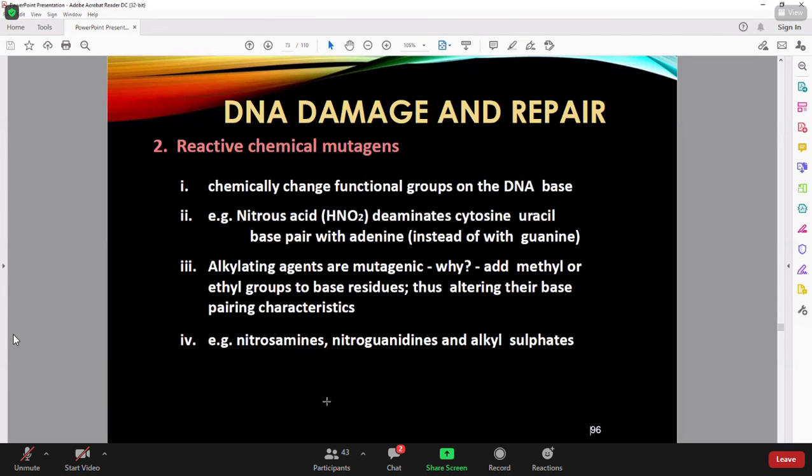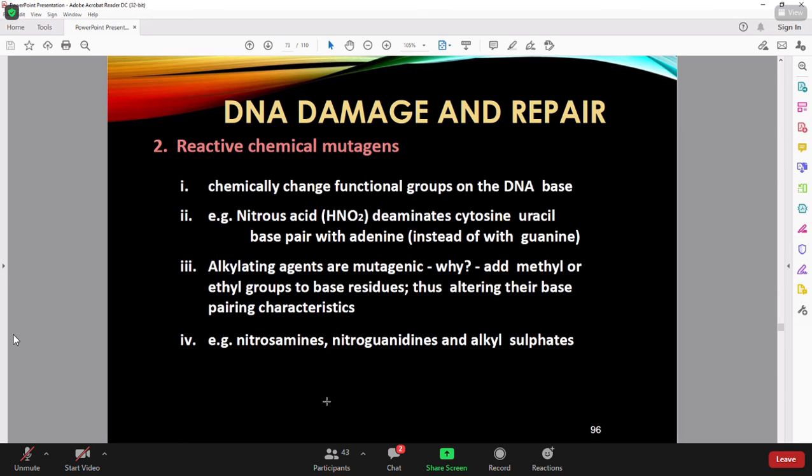Okay, this one is in the lab. Second lab, it's there. So it can deaminate cytosine, and uracil base pairs with adenine. Okay, we don't expect this kind of damage can be caused by this chemical.